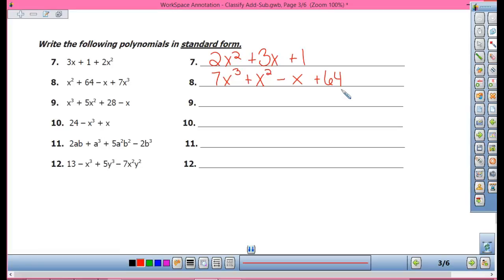Questions so far? You doing okay? All right. So what's wrong with number 9? Yep, we're starting with what? X cubed plus 5x squared. There you go, minus x plus 28.